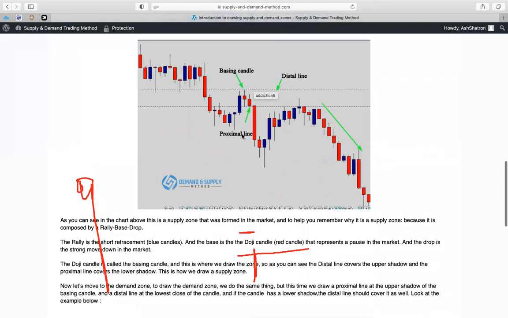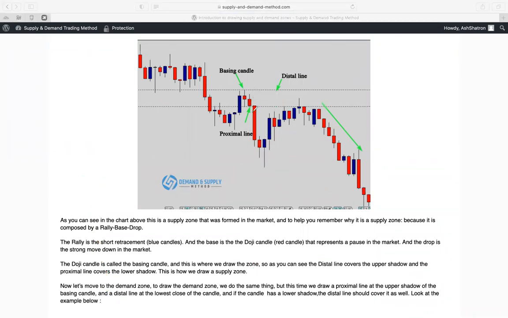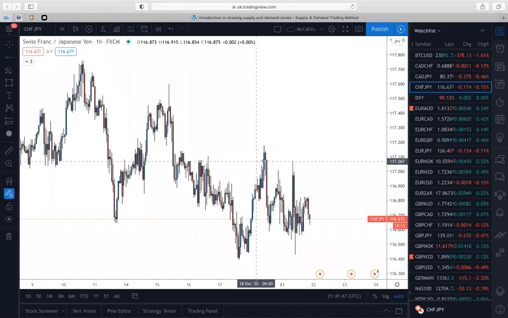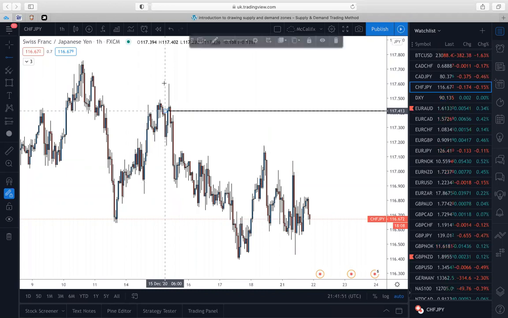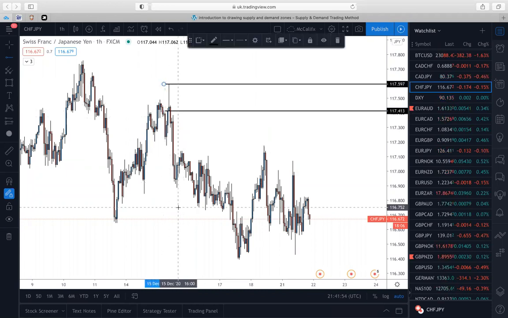So as you can see, what this guy did around this side was that he used his proximal line at the last basing candlestick before the momentum rally. So the last candlestick that happened before that rally. So this is how an order block actually works. I know you know what an order block is. So it has some similarities with an order block. This was the last candlestick before this rally, so you put it here and then you put it here before this rally.